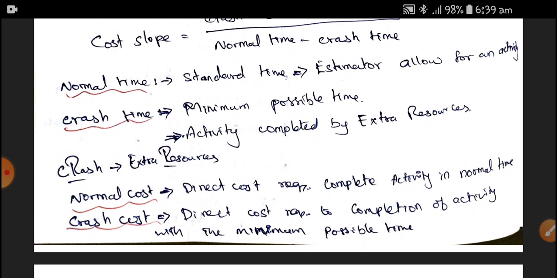Where the normal cost is the direct cost required to complete an activity in normal time, and the crash cost is the direct cost required for completing an activity with the minimum possible time.